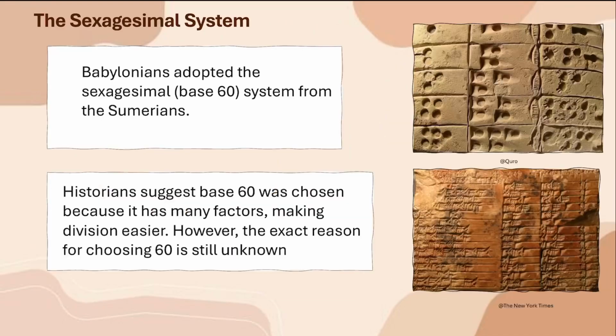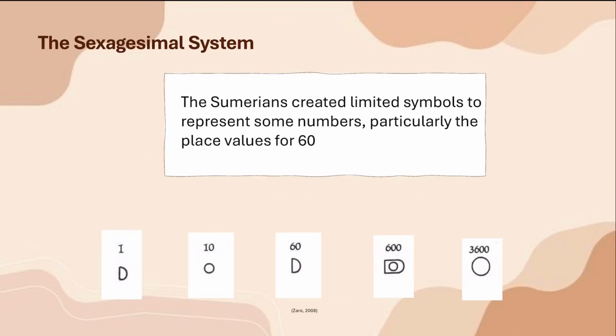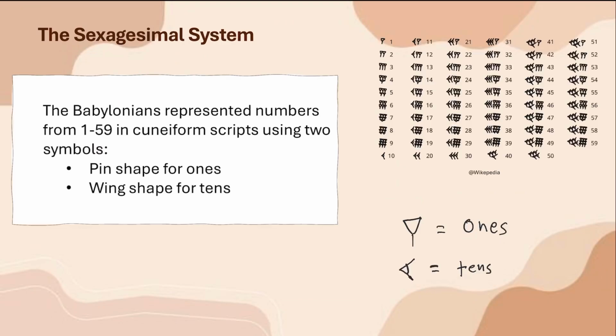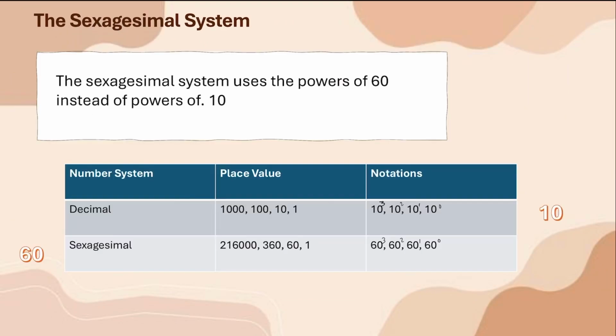The Babylonians adopted the sexagesimal or the base 60 number system from the Sumerians. Historians suggested that 60 was chosen because it has many factors which makes the division easier, although the exact reason remains uncertain. Early Sumerian numbers were limited and mainly used to represent place values for 60. Later, the Babylonians wrote the numbers from 1 to 59 in cuneiform using two symbols, a pin-shaped mark for ones and a wing-shaped mark for tens. Their base 60 system all used the powers of 60 instead of the powers of tens like our decimal system.